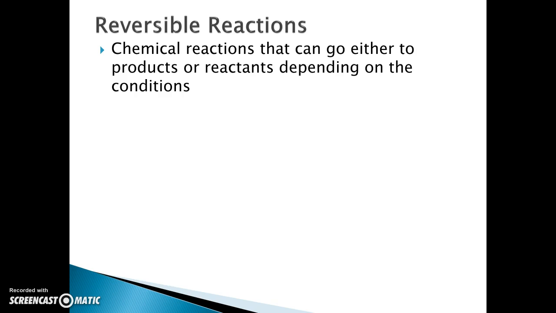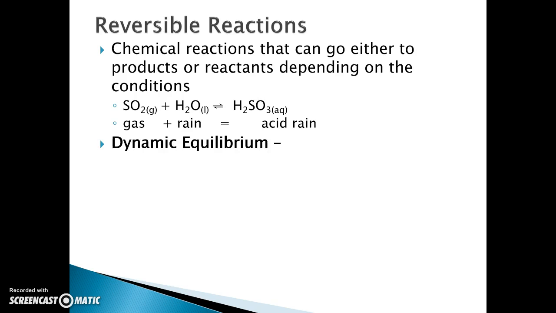Chemical reactions can go to products or reactants depending on the conditions. So we're going to talk about favoring the products, which will be the forward reaction, that's favoring the right side, or we're going to talk about the reverse reaction where we favor the reactants and the arrow pointing to the left is dominating. So here's an example, SO2 and H2O making H2SO3. This is a gas combining with rainwater to make acid rain. This is reversible. Look at the double arrows.